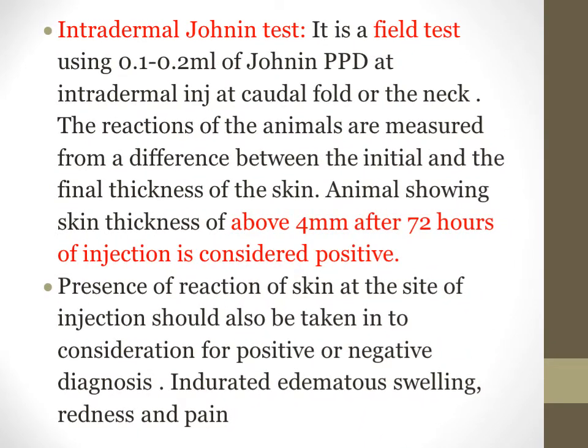There are a large number of tests for the diagnosis of Johne's disease, but the more practical one that can be done under field conditions is the intradermal johnin test. It is just like the intradermal tuberculin test. The test is similar. It is a field test using 0.1 to 0.2 ml of johnin protein purified derivative as an intradermal injection at the caudal fold or the neck.